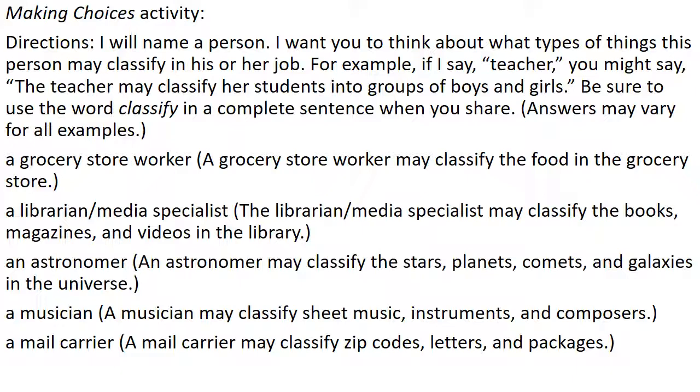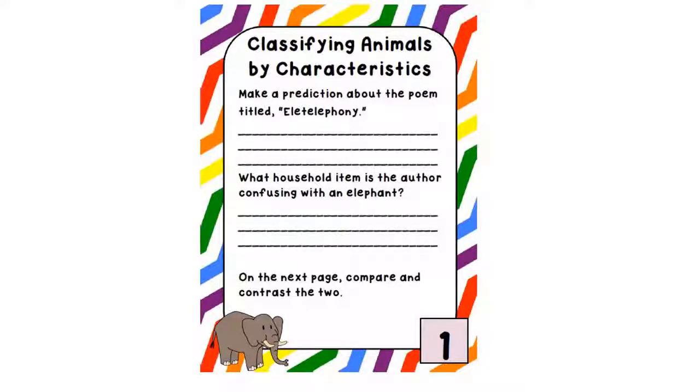You'll love that. A musician may classify sheet music, instruments, composers, wind instruments, bass instruments, string, all that kind of stuff. A mail carrier classifies zip codes, letters, packages, so they can make sure they get all their bills to Mr. Bowlby, because yay! Lovely. And presents and birthday cards, all that good stuff. All right, here we go.